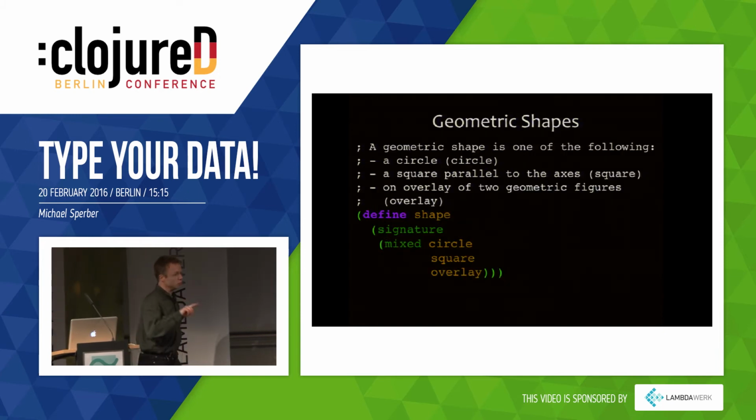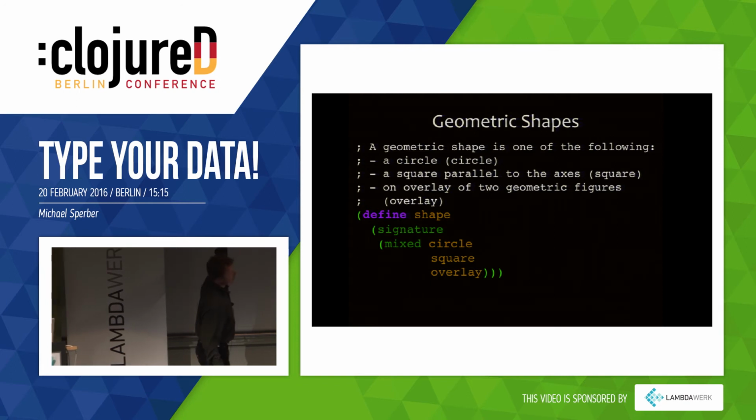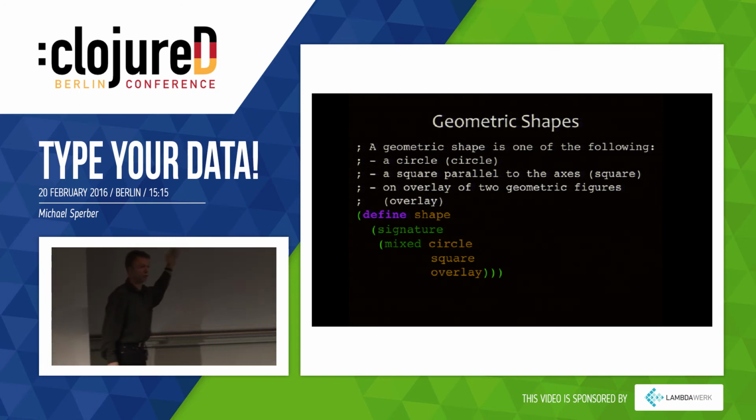Now, I said in the beginning that we can translate those data definitions into code, and I showed you how to do this with composite data. In our teaching languages, there's also a way to convert a data definition for mixed data into code, where you're essentially interested in the signature. So you can say a shape is a signature where we have mixed together circles and squares and overlays, right? So that makes it very explicit what a shape is.